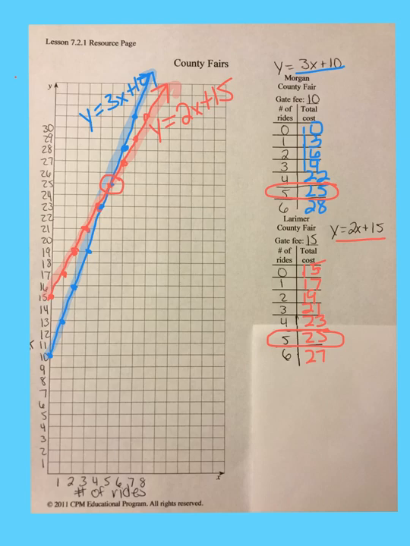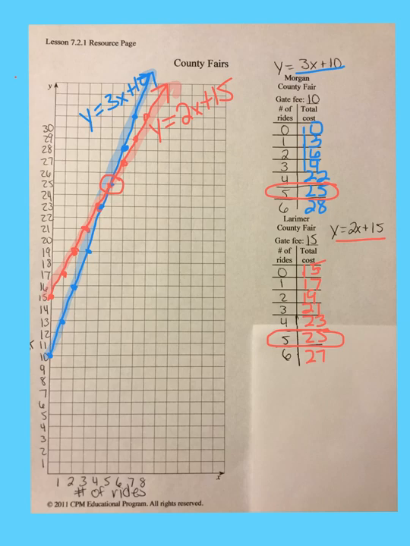And this is the point where the fares cost the same amount of money. So if Juanita wants to ride 5 rides, she can choose either fare because they cost the same amount. If she wants to ride 4 or less, she'll want to go to the Morgan County Fair, and if she wants to ride 6 or more, she'll want to go to the Laramie County Fair.